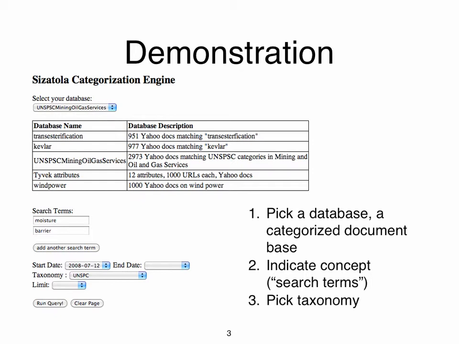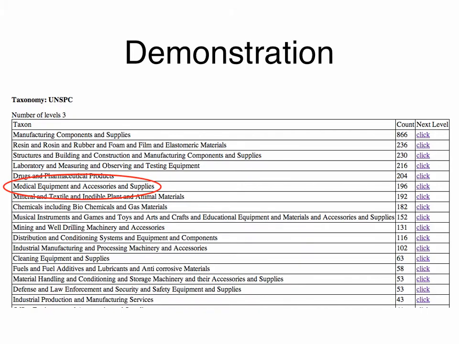Third, something that's quite different is to pick a taxonomy, and the system will give you multiple choices, and you can see that what's been picked here is again unspec. So we're going to take these documents pertaining to oil and gas services in the mining industries and map them to this complete unspec taxonomy or categorization scheme, which has, as I said earlier, about 20,000 products and services in it.